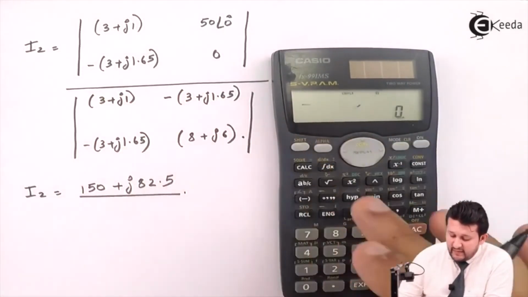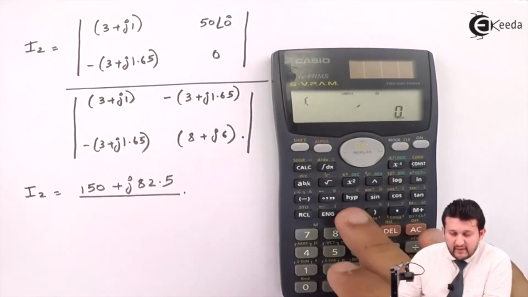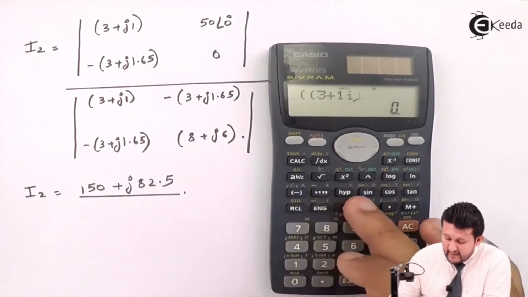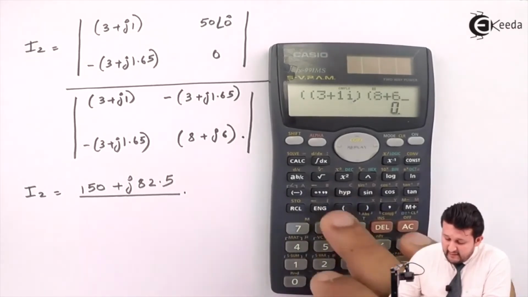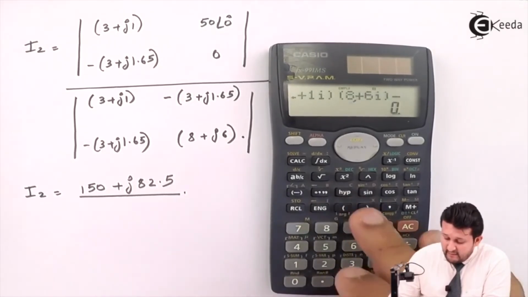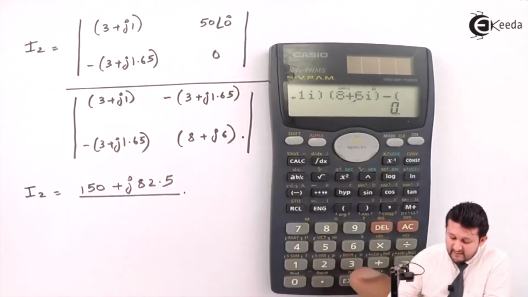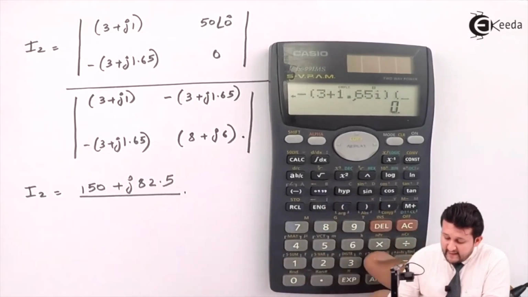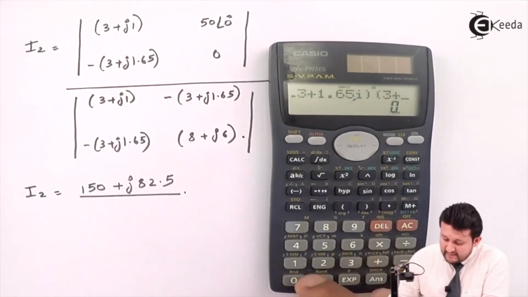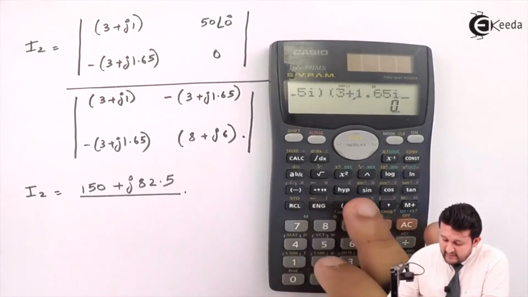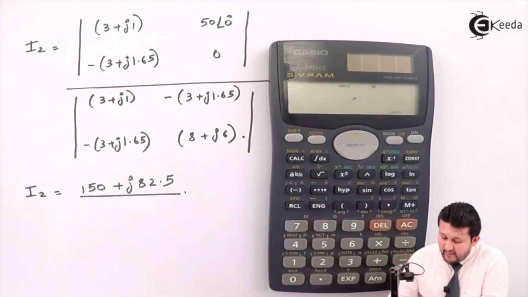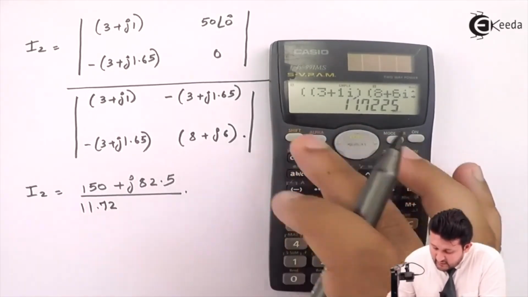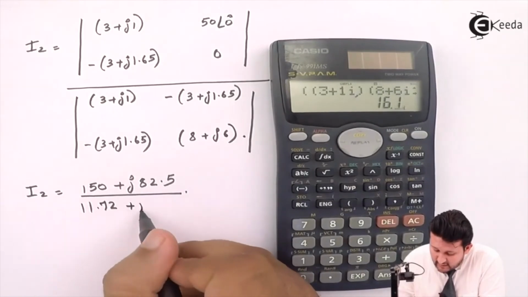Again, let's solve the denominator. For the denominator, you have to multiply these two terms, with brackets for each and every term. So it will be 3 plus 1I, bracket close, bracket 8 plus 6I, bracket close, minus sign, again bracket, minus times minus is plus. So the term will be 3 plus 1.65I, bracket, again 3 plus 1.65I, bracket close, whole bracket close. The value you get is 172. Again shift and equal to, this will be plus J16.1.